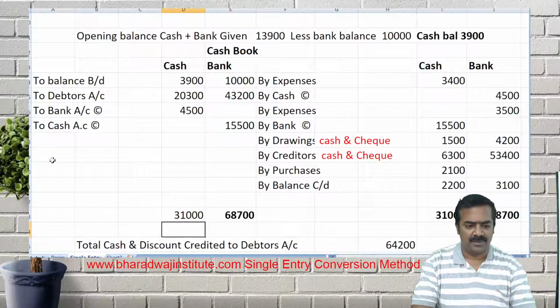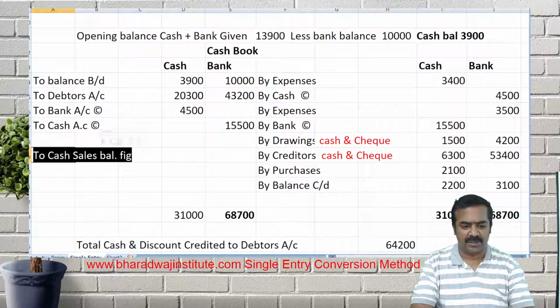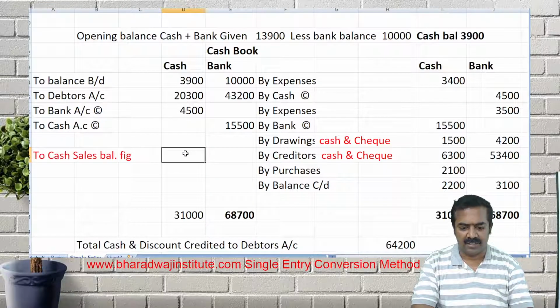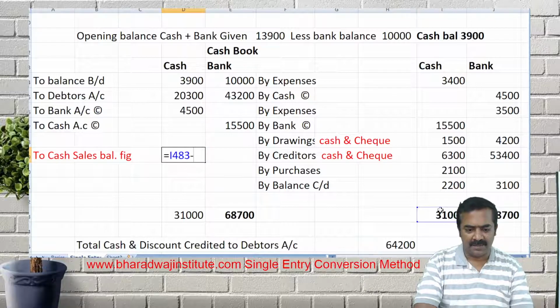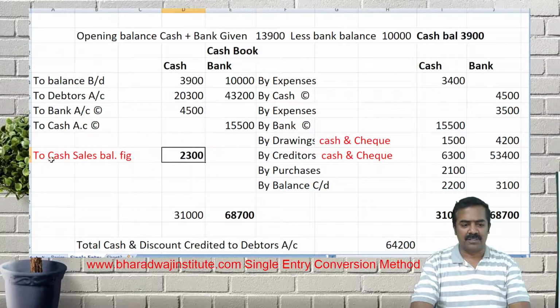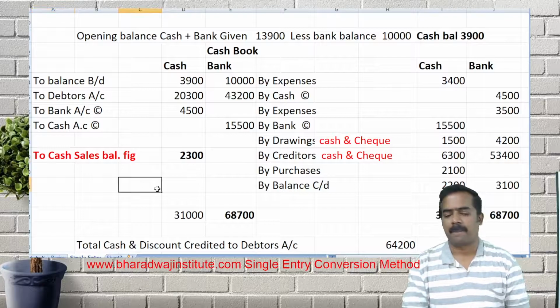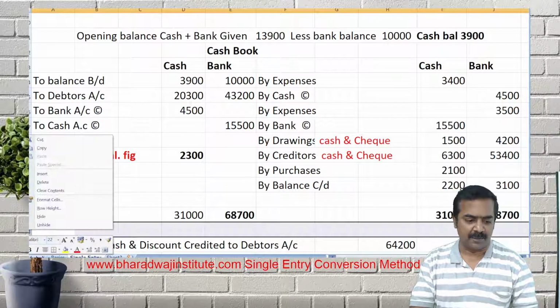To cash sales is the balancing figure. What is the balancing figure? 31,000 minus all these things. Finding this is the only difficulty, nothing else. What is the cash sales? 2,300 is a balancing figure. Okay, see how beautifully the problem is constructed. Of course, it is a difficult problem.